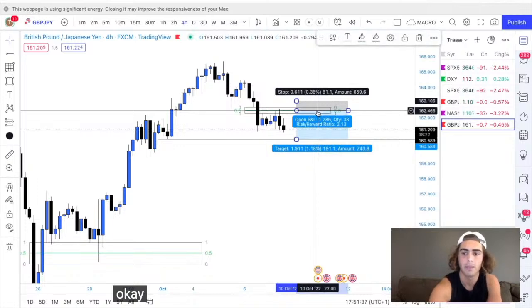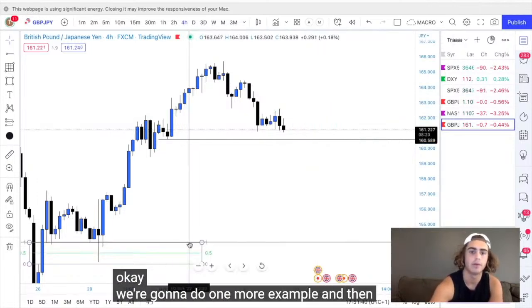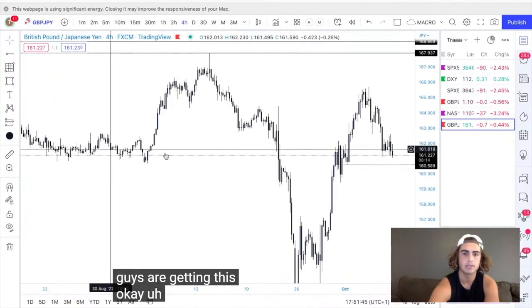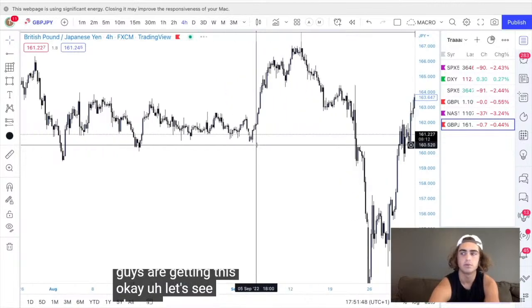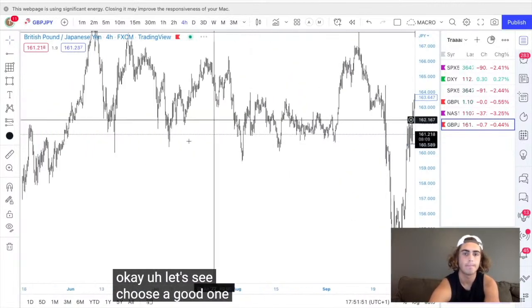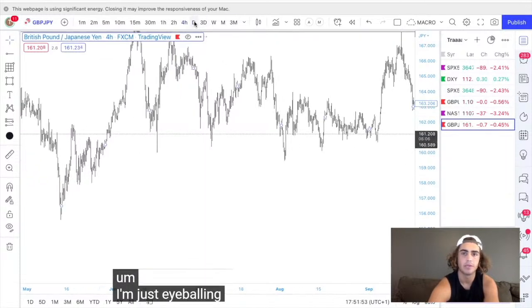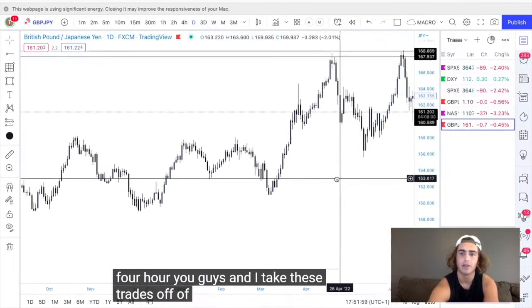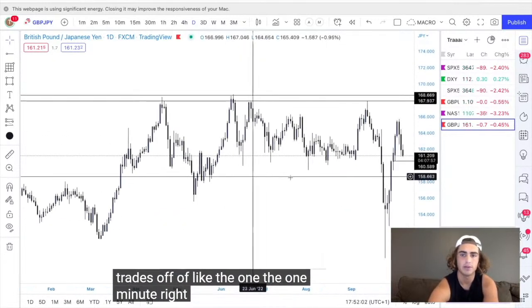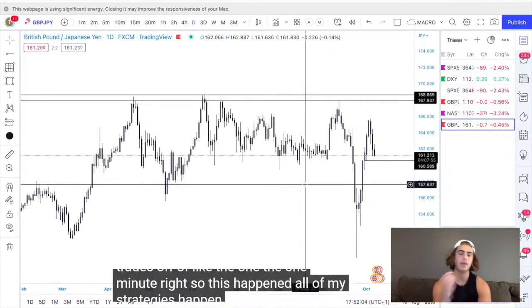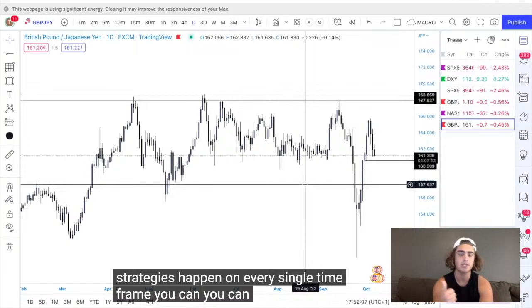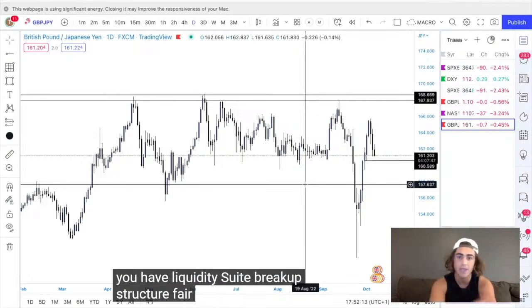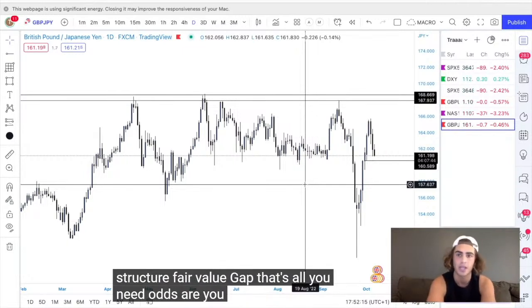We're going to do one more example, and then I'm going to wrap this up. Hopefully you guys are getting this. Let's see, choose a good one. I'm just eyeballing it. We can do it on the daily, because that was on the 4 hour, you guys, and I take these trades off of like the one minute, right? All of my strategies happen on every single time frame. You can swing trade with this, you can scalp with this, you can do whatever you want with this, as long as you have liquidity sweep, break of structure, fair value gap. That's all you need. Odds are you will win the trade.